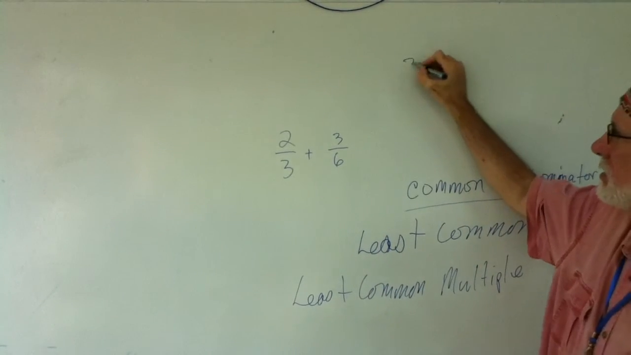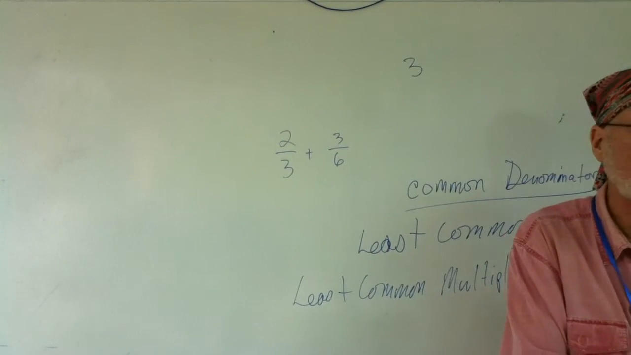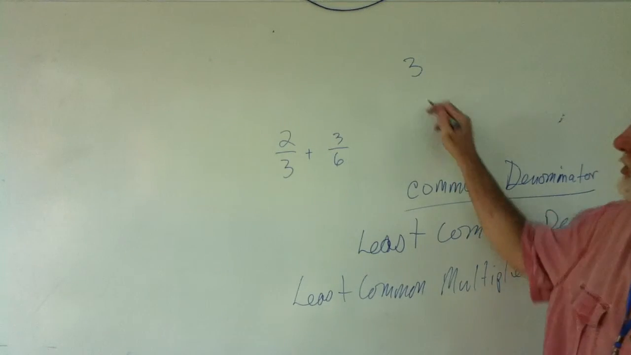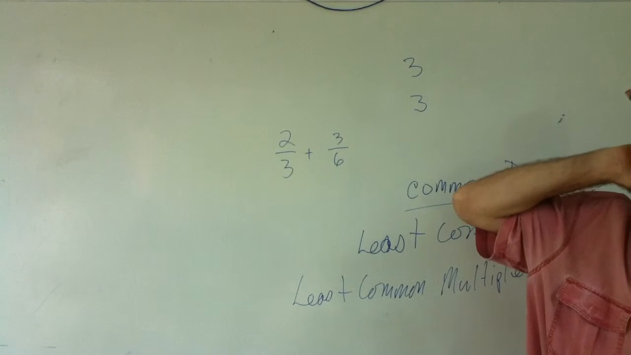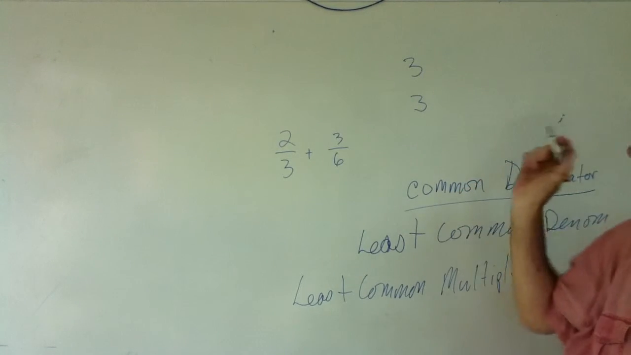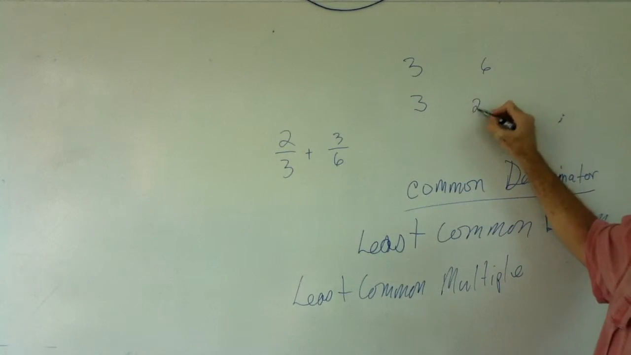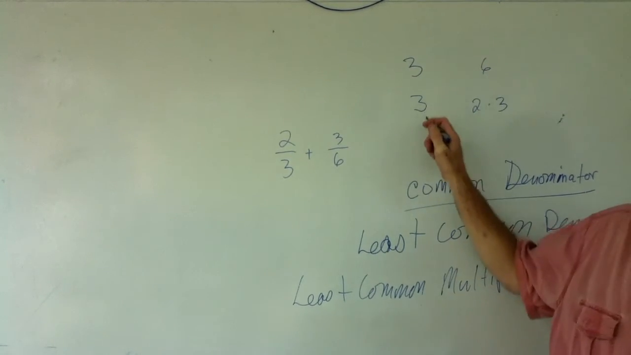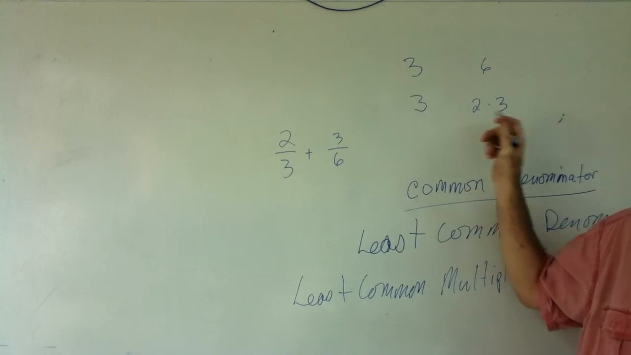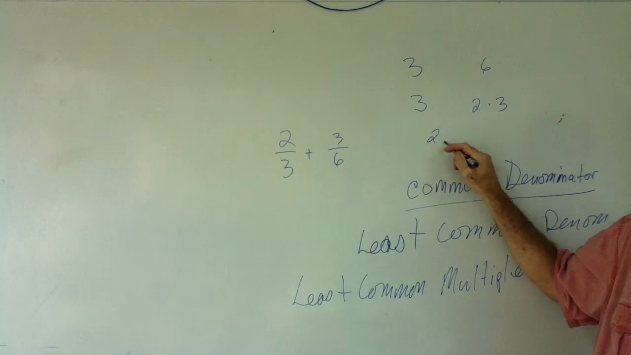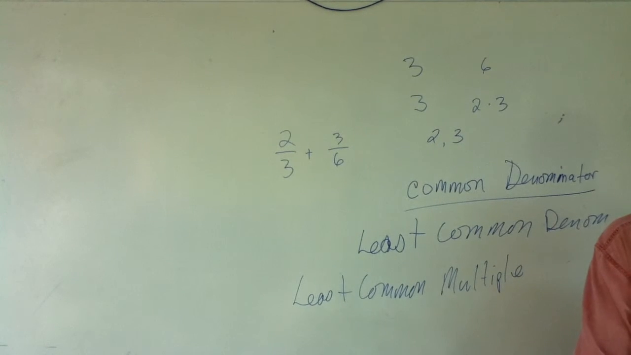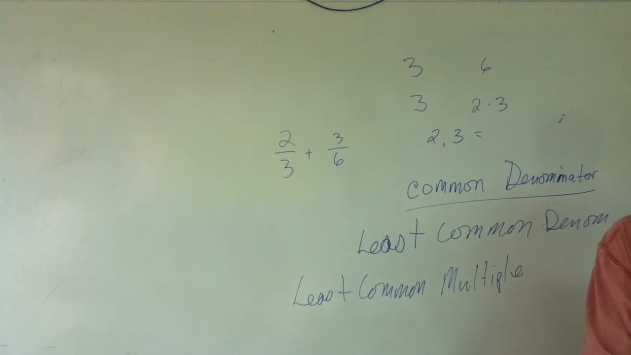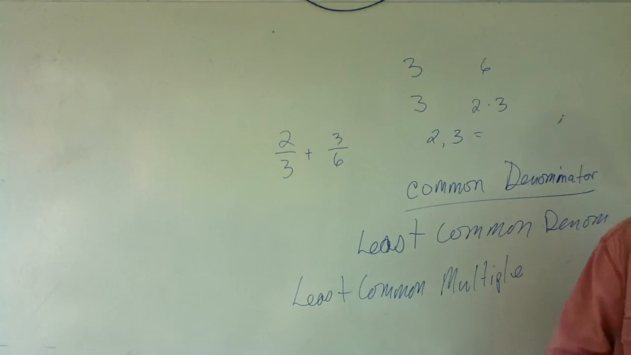Well, let's do this. What are the prime factors of 3? 3, just 3. 3 and 1, right? And what about 6? 2, 3, 1. 2 and 3, right? Correct? So you pick one representative of each. What do you got? You have 2, 3, right? 2 to the first, 3 to the first. And what does that equal? What's 2 times 3? 6.